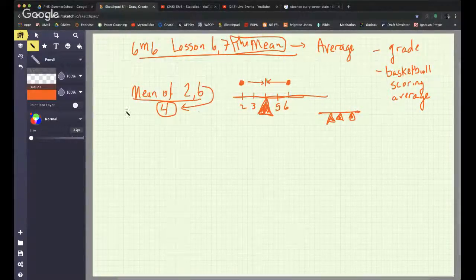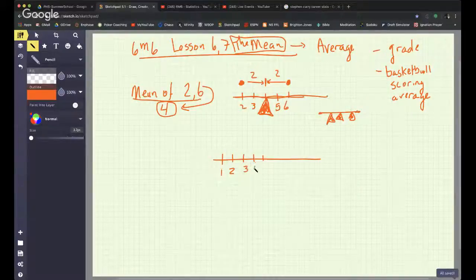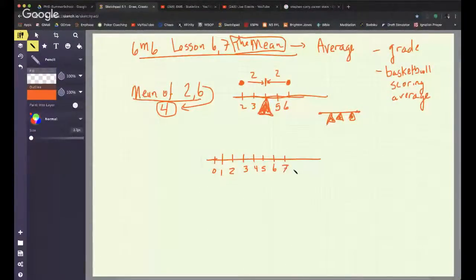Okay? But we don't just talk about means of two numbers. We also talk about the mean of 3 numbers. So let's think about the mean of some more numbers: 1, 2, and 6. Let's count from 0 to 7. Now we're looking at a balance point, a middle ground, of 3 numbers.